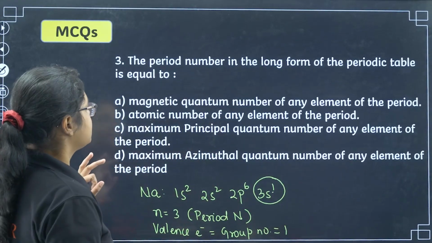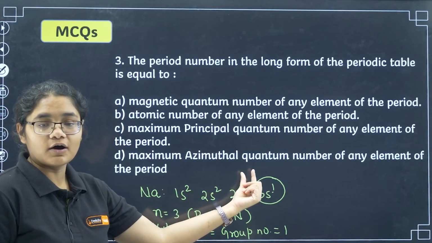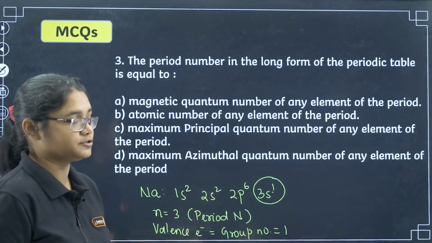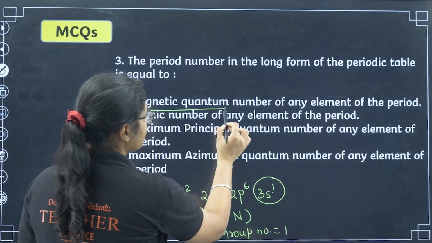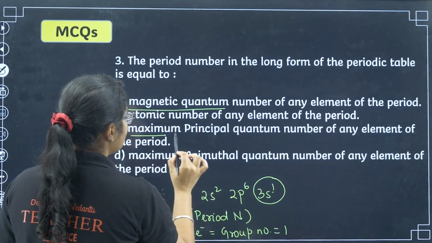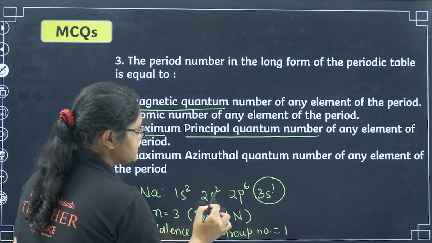Okay, so we can say that the period number depends on the highest principal quantum number in the electronic configuration. So magnetic quantum number, no. Atomic number, no. Maximum principal quantum number of any element, yes. These are the principal quantum numbers.